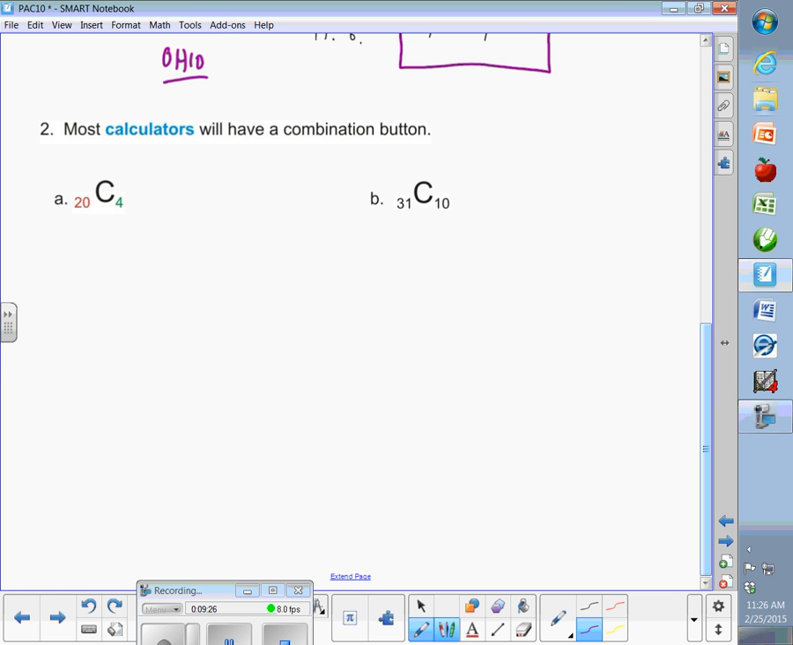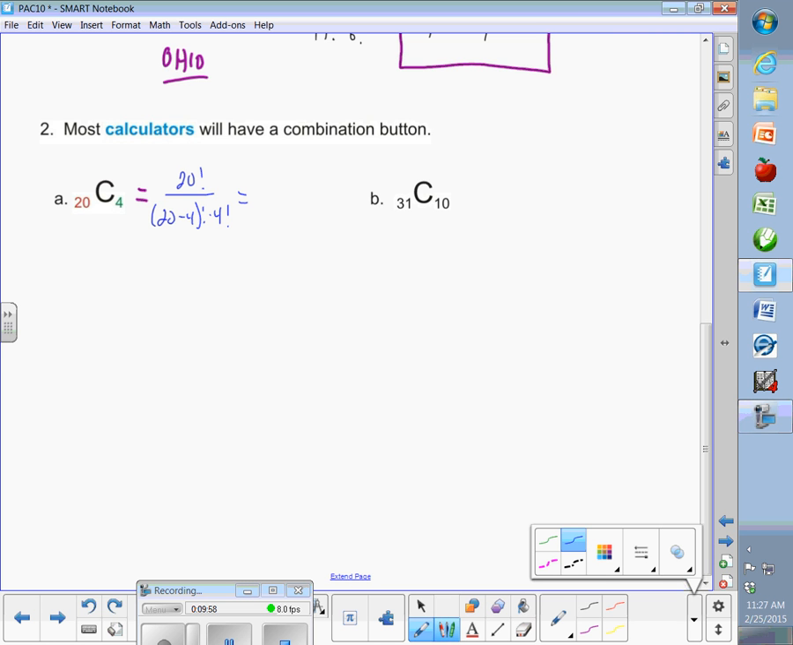Number 2. Most calculators will have a combination button. All right. Hopefully you found your permutation button, right? Tuesday in class. Look in the same location for the combination button. You will punch it in the same way. Now again, what I want you to do is always write the formula first for me. Just helps you to remember it. All right? And then go ahead and just punch it in your calculator.